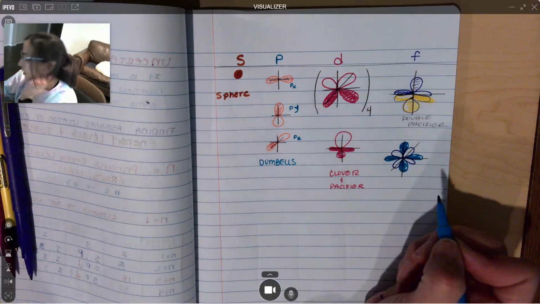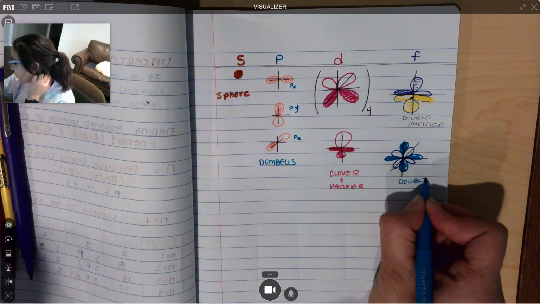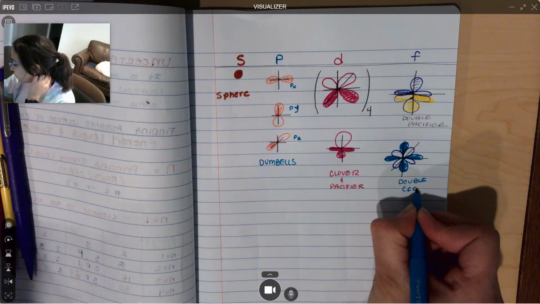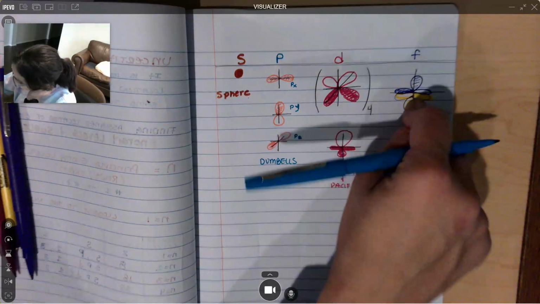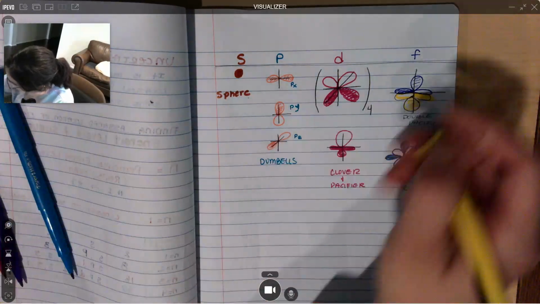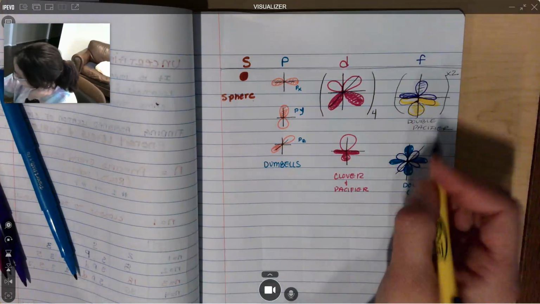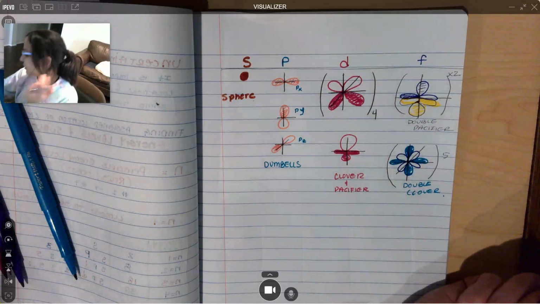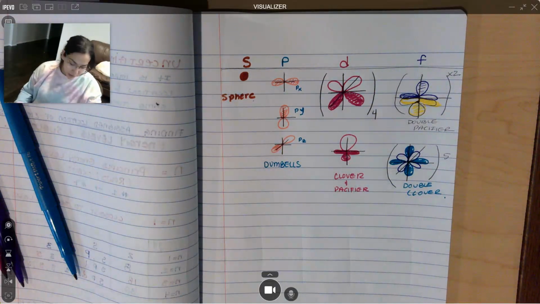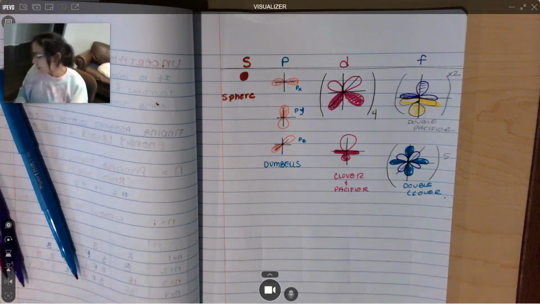Okay. And now this one is called the double clover. And I believe there are 2 of these in some shape or form. And there's going to be 5 of these for a total of 7 orbitals. All right, so this right here is the shapes of our orbitals.